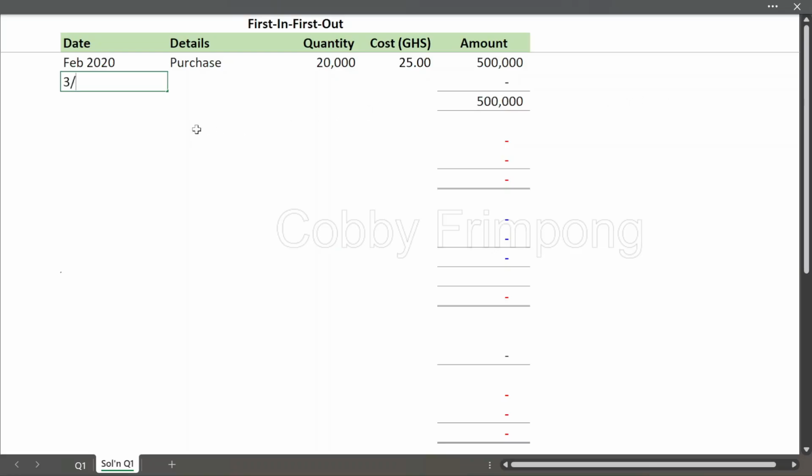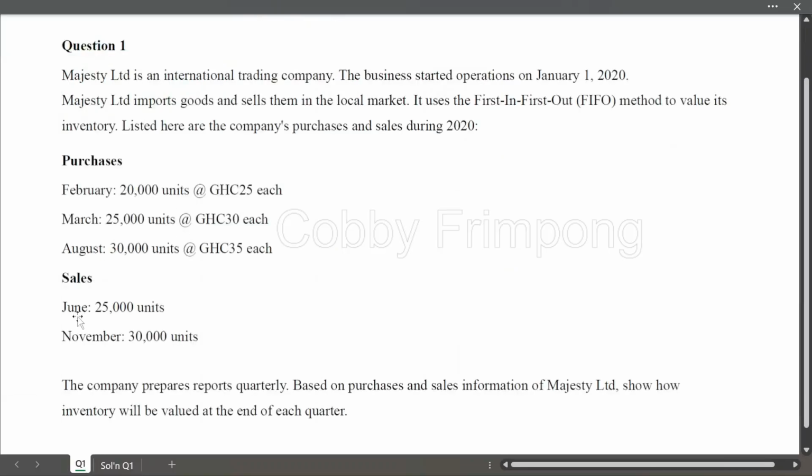And then in March, another purchase transaction of 25,000 units at 30 cedis each. Both purchase transactions amounted to 1,250,000 Ghana cedis. So these are the only purchase transactions in the first quarter. Our next transaction is a sales transaction in June, which happened in the second quarter.